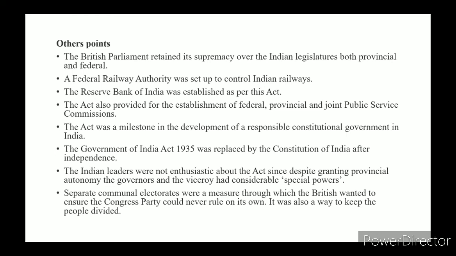The Government of India Act 1935 was replaced by the Constitution of India after independence. The Indian leaders were not enthusiastic about the act since, despite granting provincial autonomy, the governor and the viceroy had considerable special powers. Separate communal electorates were a measure through which the British wanted to ensure the Congress party could never rule on its own. It was also a way to keep the people divided.